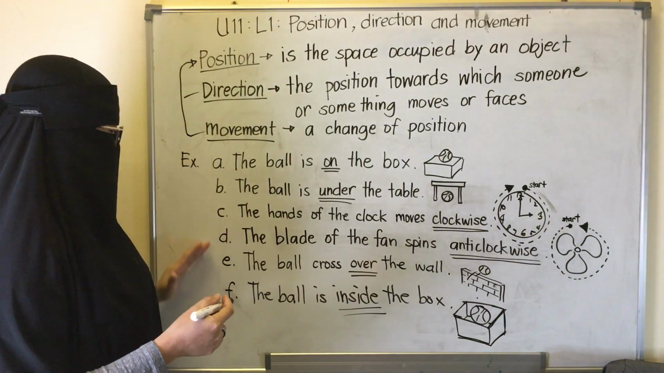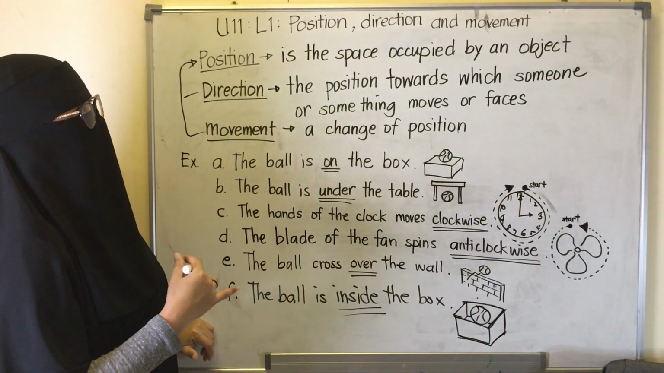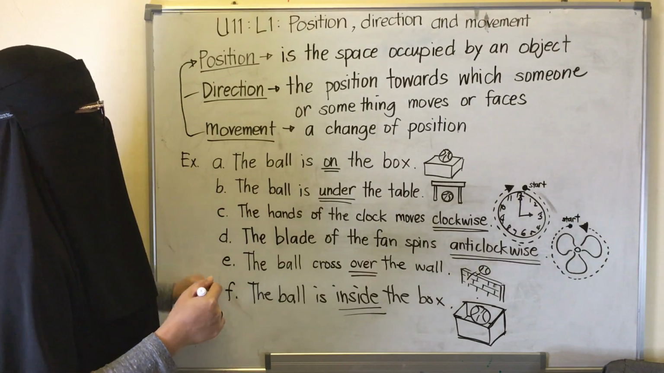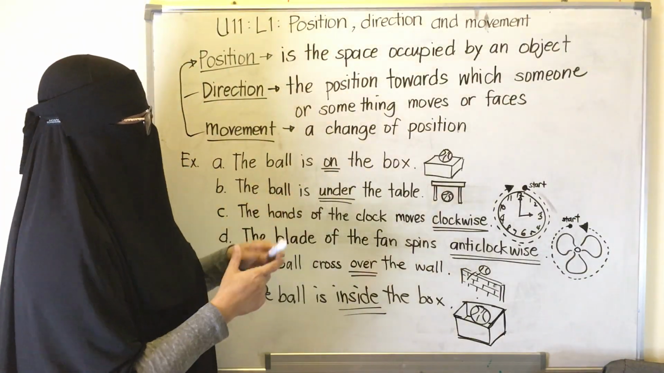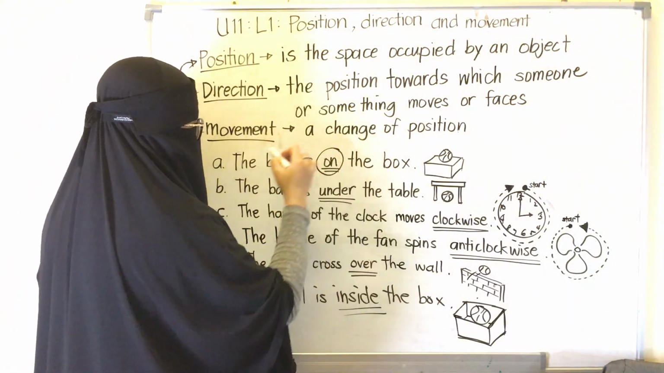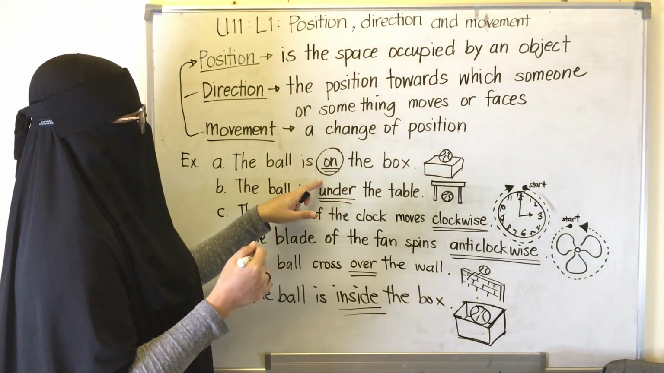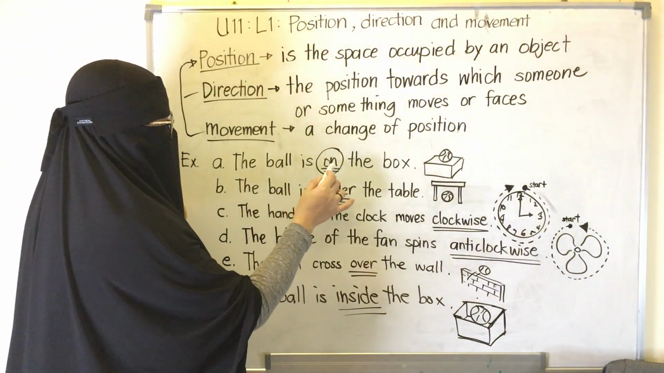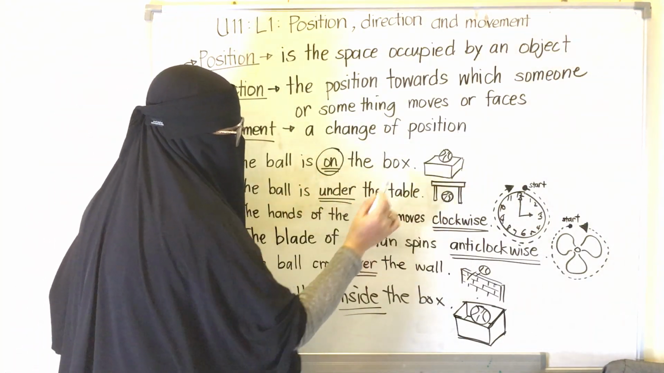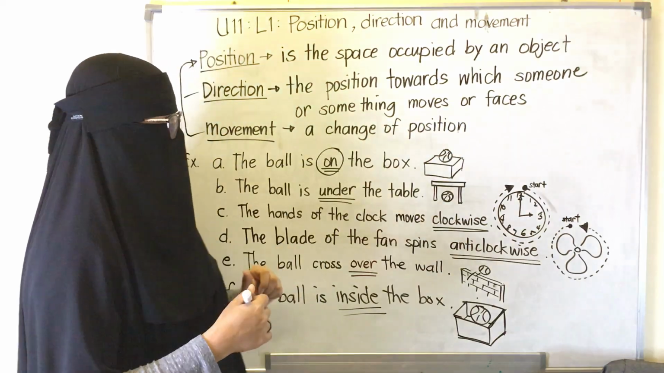We have here 6 examples showing position, direction, and movement. Let's have the first example. The ball is on the box. The word on shows the position of the ball. Where is the ball? The ball is on the box. So this is your box, and it means that the ball is on the box.